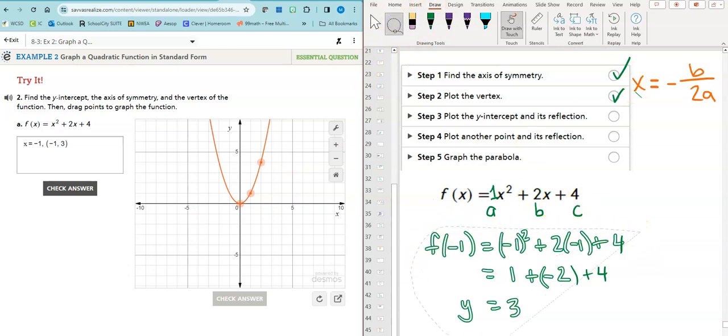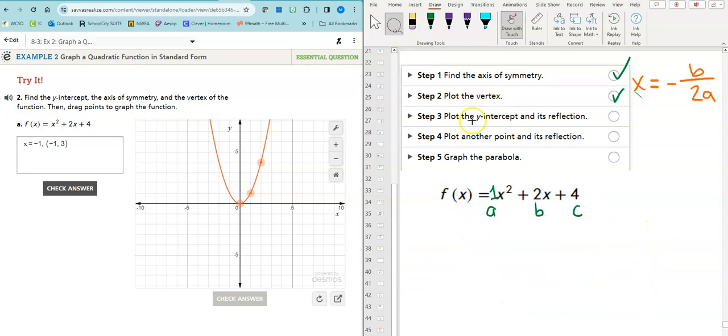Okay. Now I'm going to do step 3, and I'm going to plot the y-intercept and its reflection. So remember, the y-intercept is just c. So I know my y-intercept is +4. So again, my y-intercept is equal to 4. Okay, so now I'm going to start plotting.